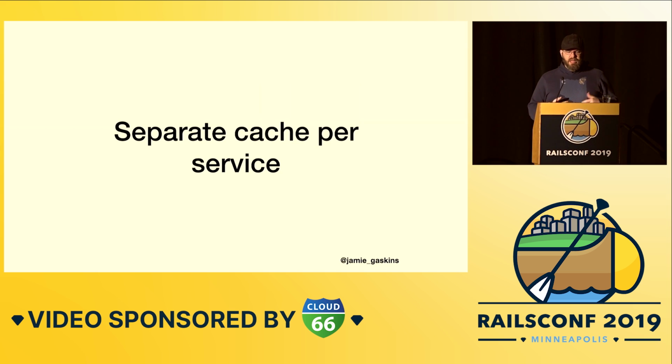Additionally, you also want to have a separate cache for each service. If you share a cache with multiple services, and one of those services constantly updates the cache with new data, and you're using some sort of least recently used cache invalidation strategy, that service is going to invalidate everybody's stuff all the time. So in order to keep your cache hit rate high, you definitely want to have a separate cache per service.